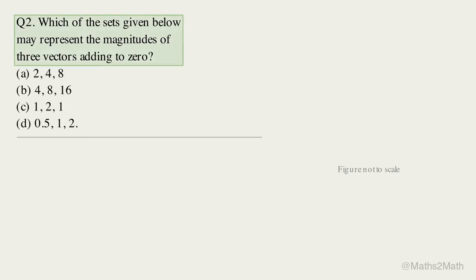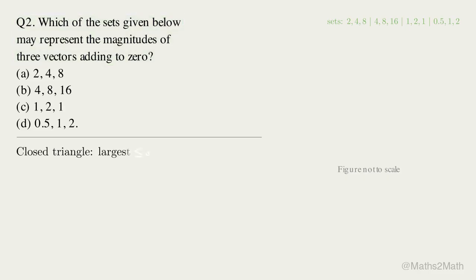Question 2. Which of the sets given below may represent the magnitudes of three vectors adding to 0? Option A, 2, 4, and 8. Option B, 4, 8, and 16. Option C, 1, 2, and 1. Option D, 0.5, 1, and 2. What does this mean? Three vectors summing to 0 must form a closed triangle, so every side must be at most the sum of the other two.